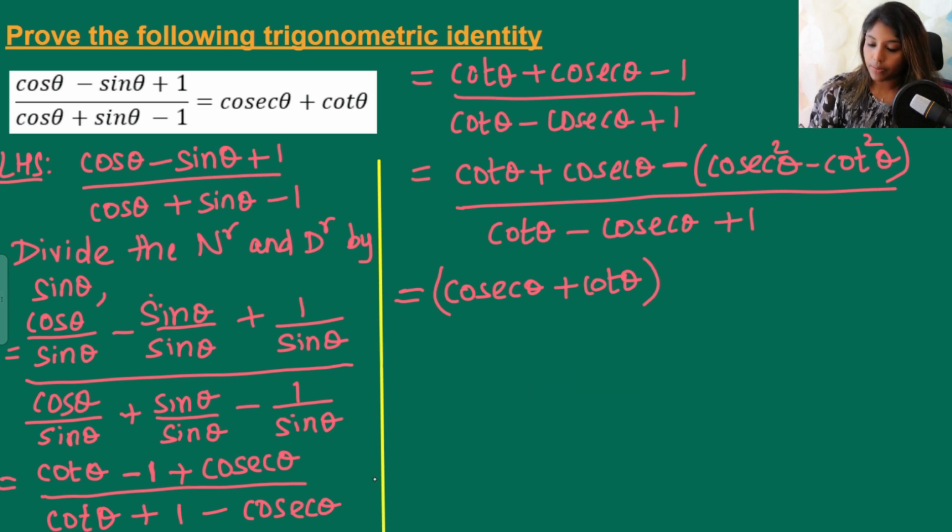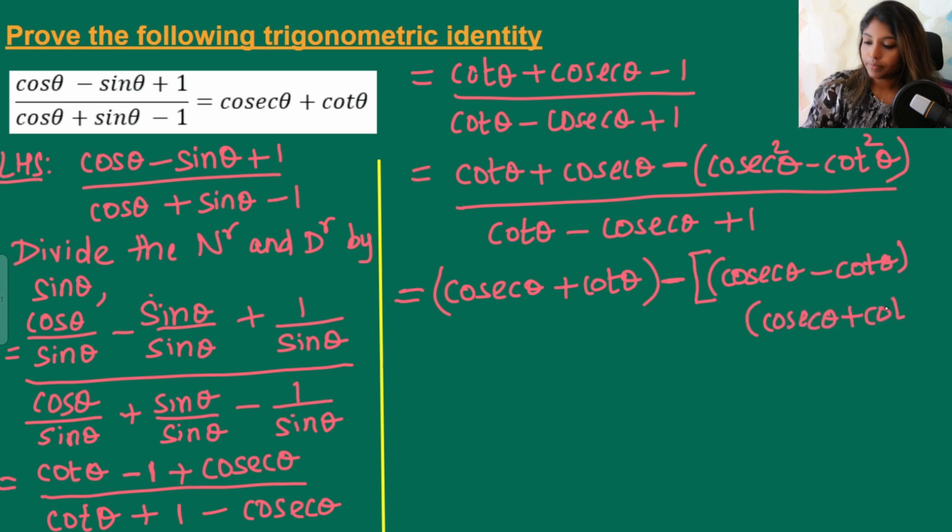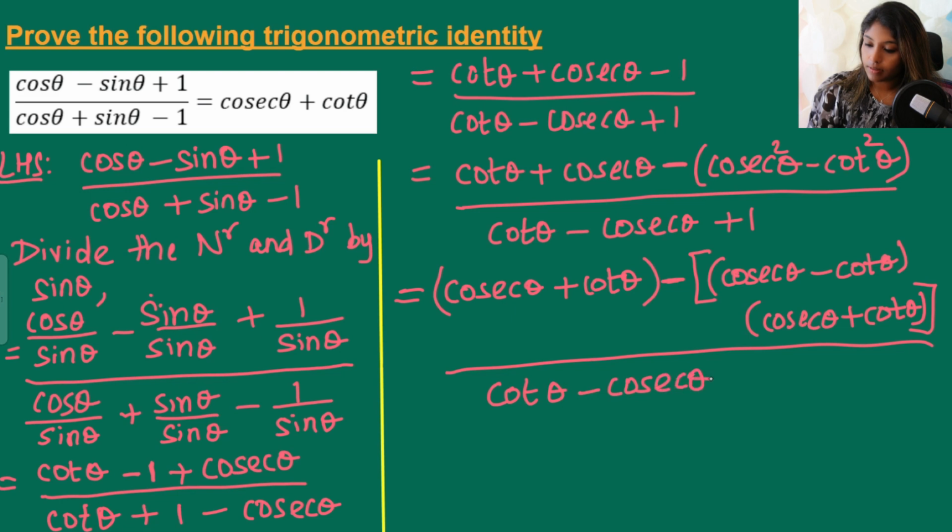So using the algebraic identity, you get, as usual, put the negative and the brackets on. So you get cosecant theta minus cot theta and cosecant theta plus cot theta divided by cot theta minus cosecant theta plus 1.